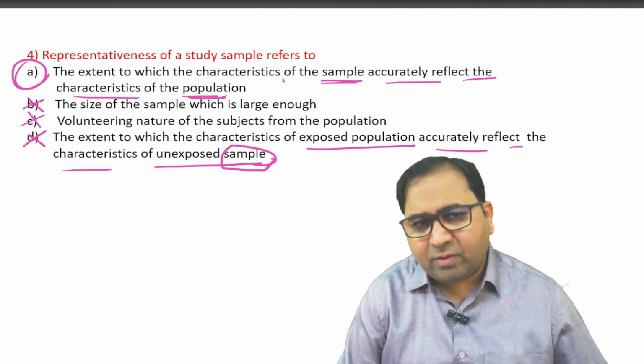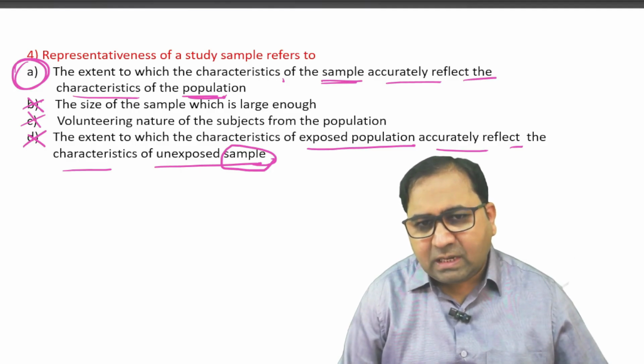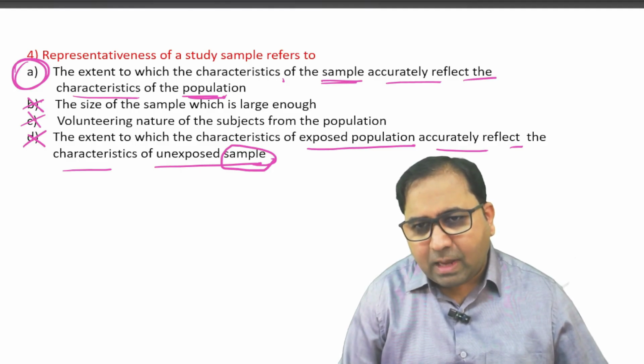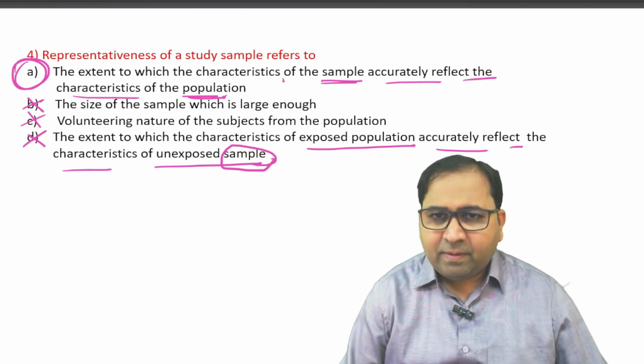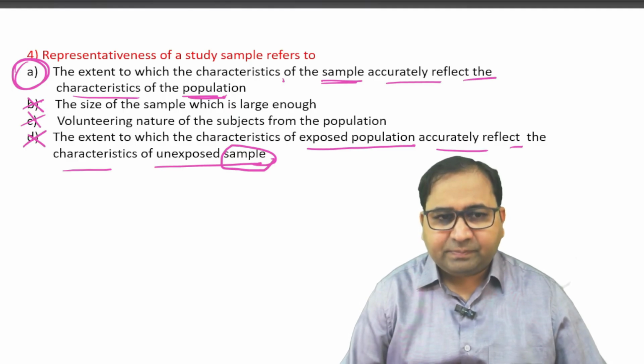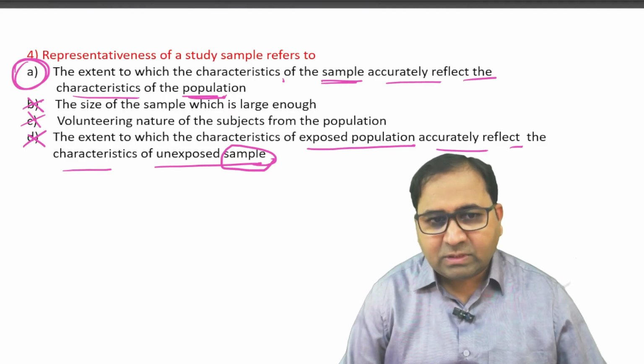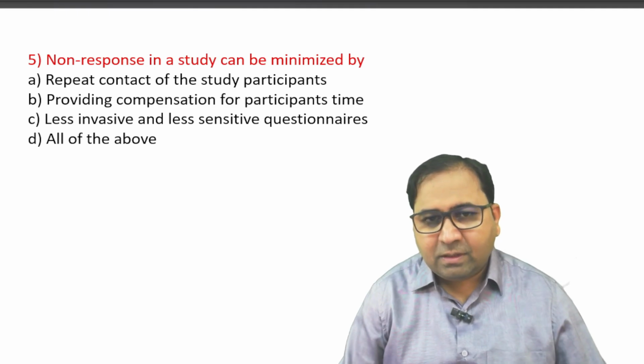So we got the answer for our question, that the representativeness of a study sample refers to the extent to which the characteristics of the sample accurately reflect the characteristics of the population. Please remember, this is how you have to answer the question, and this is the answer for this question. Let us go to the next question.